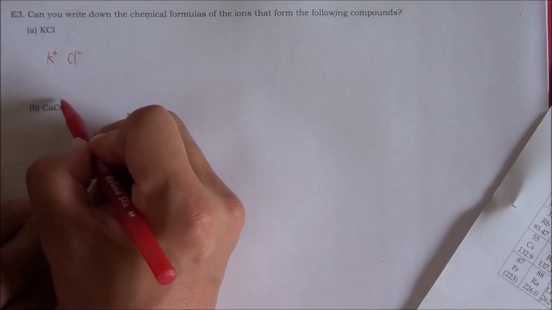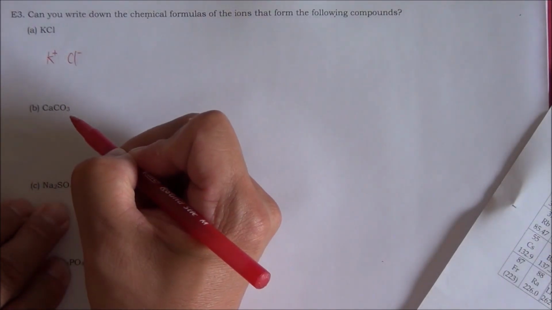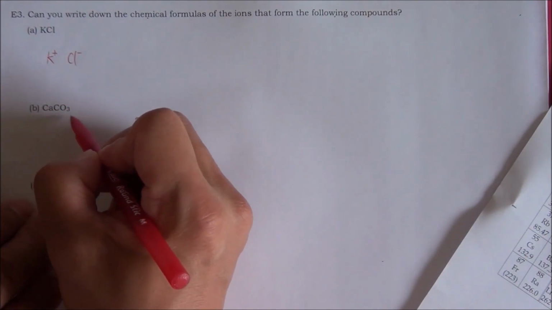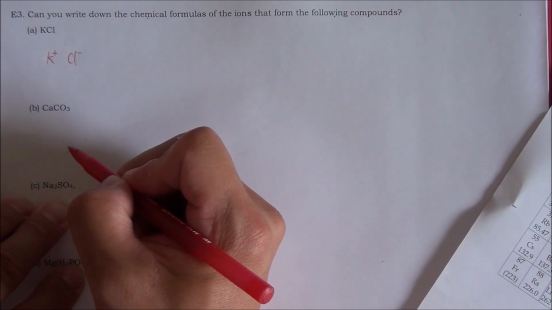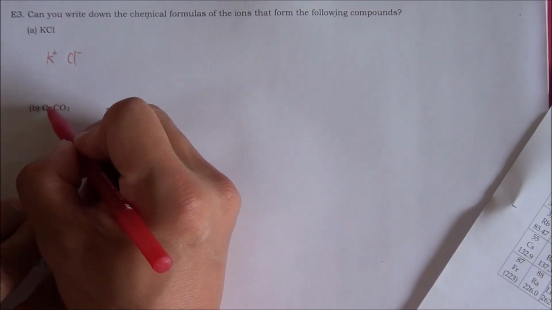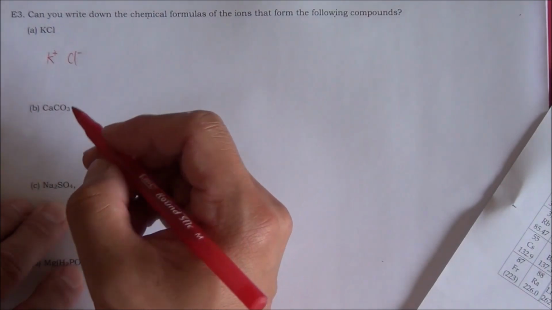B. CaCO3. It is also an ionic compound because it includes a metal and nonmetals. For the chemical formula of an ionic compound, the cation is in the front, the anion is at the end.